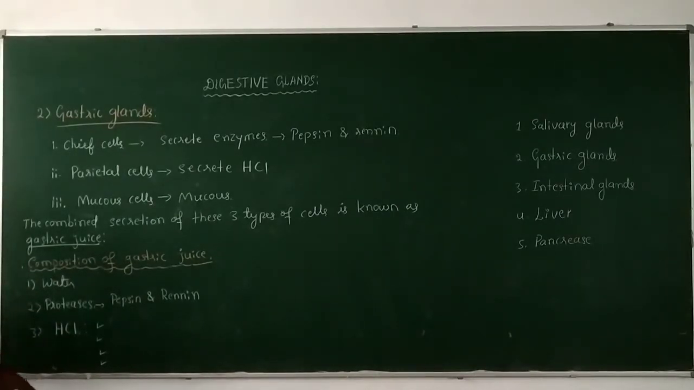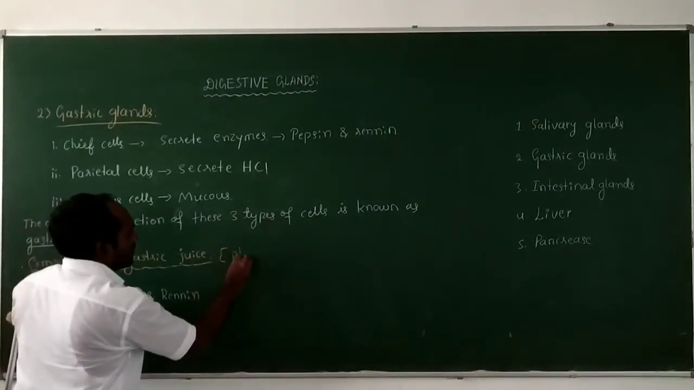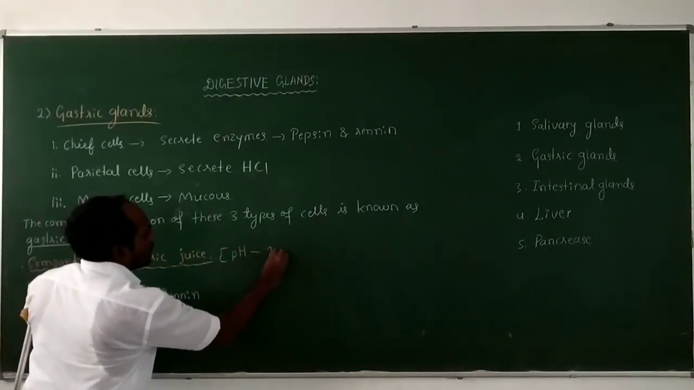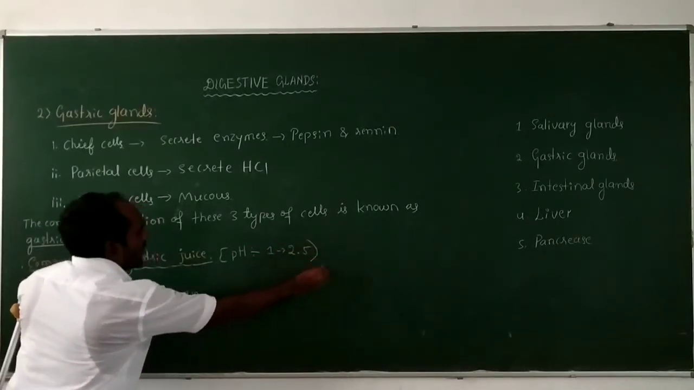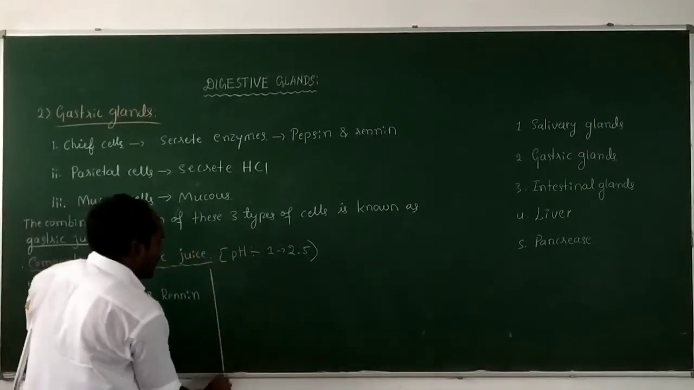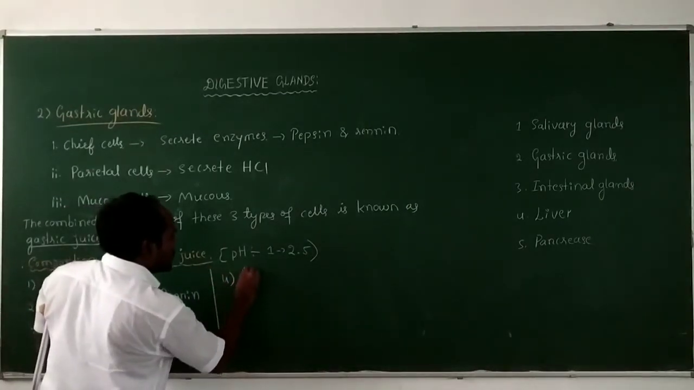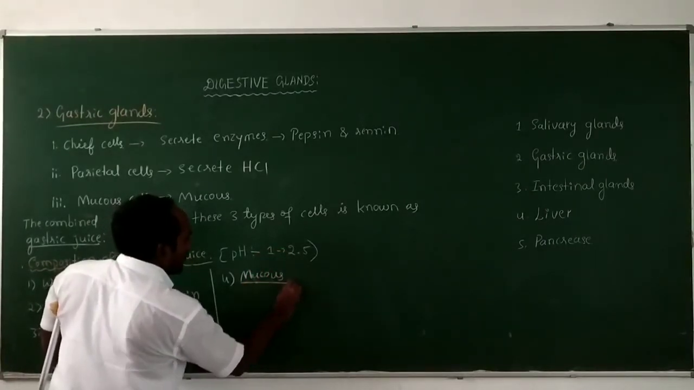Yes, and also you must remember the pH of gastric juice is 1 to 2.5. That is acidic. This is about the composition of gastric juice. And one more thing you should remember: the gastric juice also contains mucus. Now what is mucus?